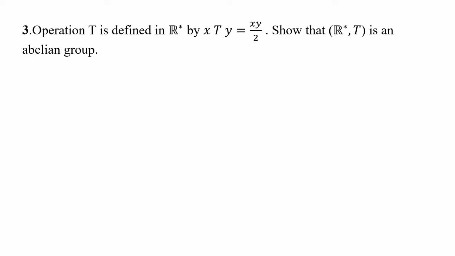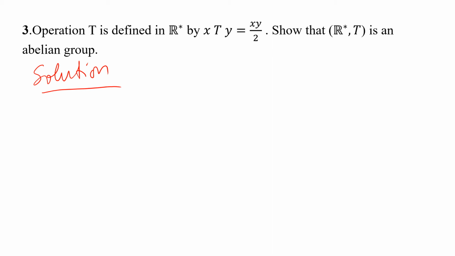Exercise number 3. Operation T is defined in R star by xTy is equal to xy over 2. Show that R star under T is an abelian group. Solution.